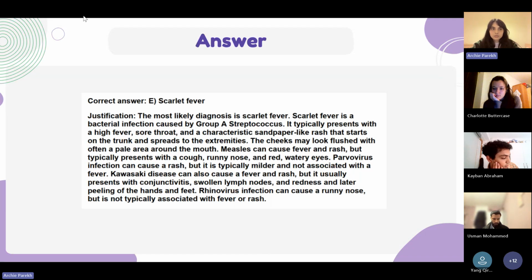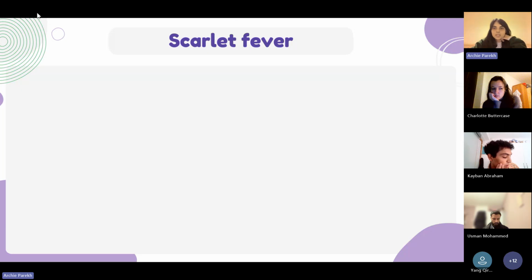In scarlet fever, you normally have a sandpaper rash, which feels very rough. An important differential for scarlet fever is actually Kawasaki's disease, which you should not miss. Again, like it's mentioned here, it usually presents with other symptoms like conjunctivitis, swollen lymph nodes, etc. And also the fever typically lasts for longer than 5 days in Kawasaki's.